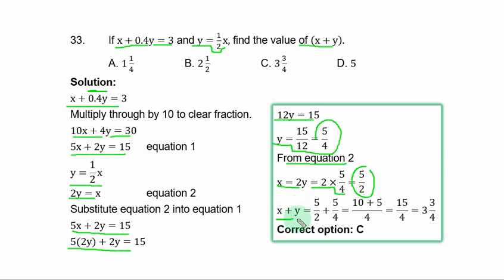Therefore, s plus y is equal to 5 over 2 for s plus 5 over 4 for y. The LCM is 4. Divide 4 by 2 is 2. 2 times 5, you have 10. Divide 4 by 4 is 1. 1 times 5 is 5. If you add, you have 15 over 4. That is an improper fraction. If you convert to mixed fraction, you have 3 whole number, 3 over 4. C is the correct option.